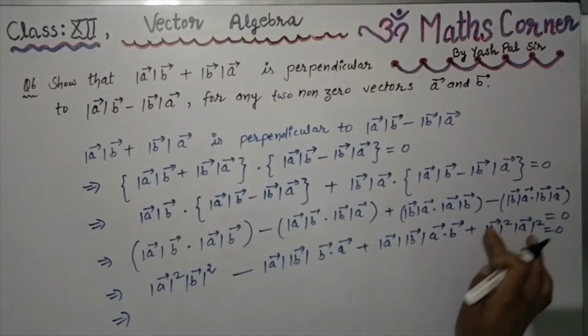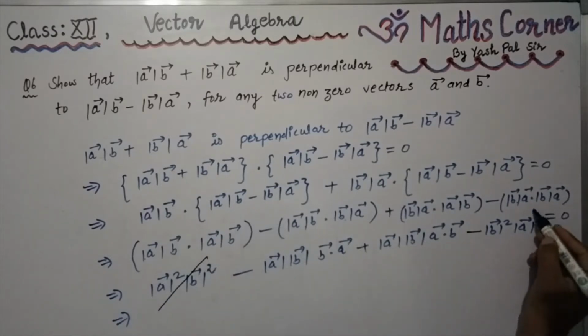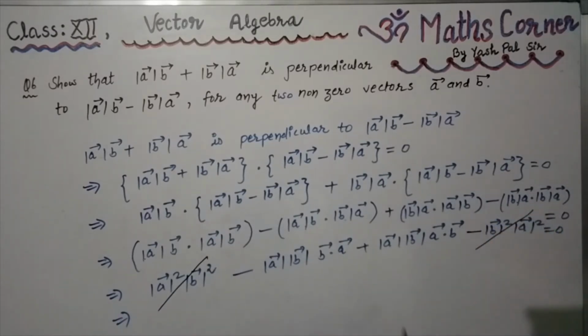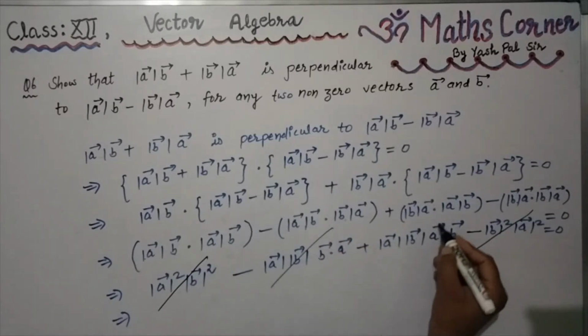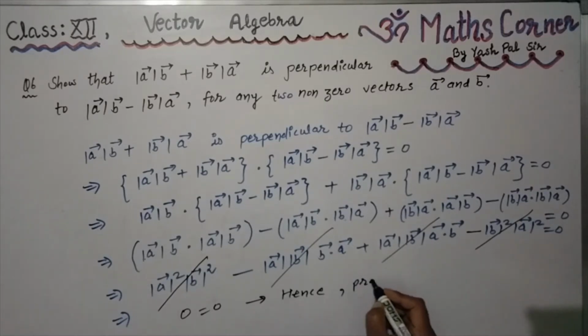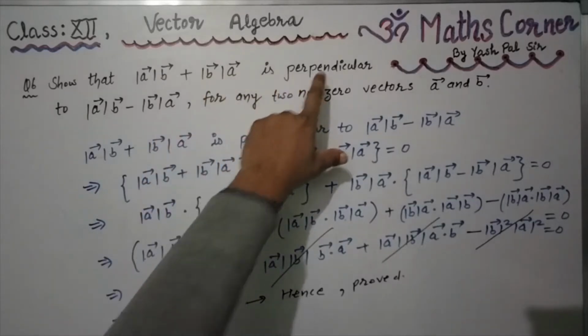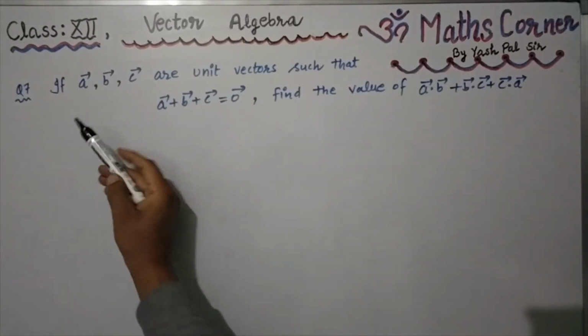So this means, what we find here, this is the minus sign, this is plus and this is minus, cancelled. B dot A is equal to A dot B, so this is minus, this is plus, so 0 is equal to 0, we say hence proved. What is proved? The given vector is perpendicular to this second vector. Now next question.